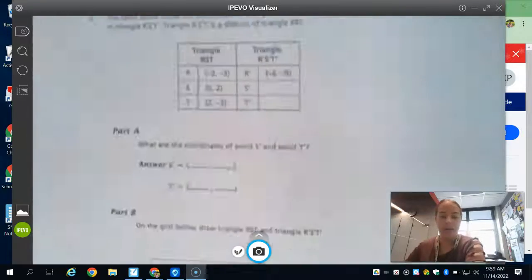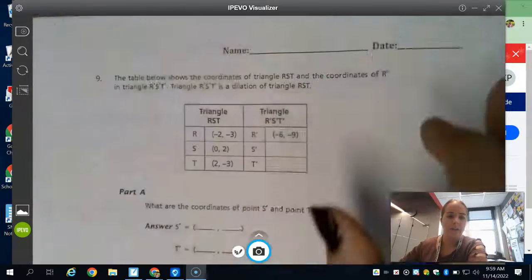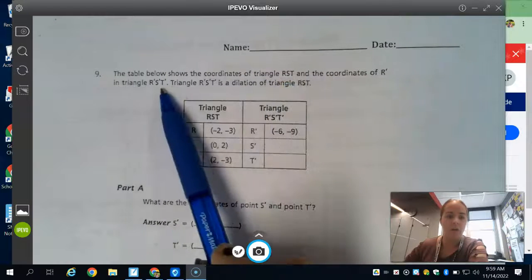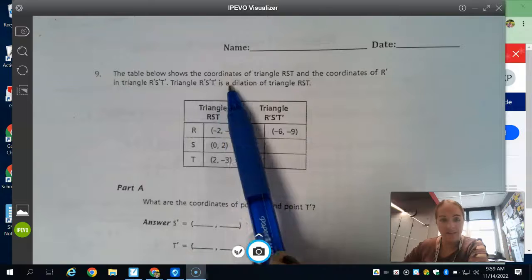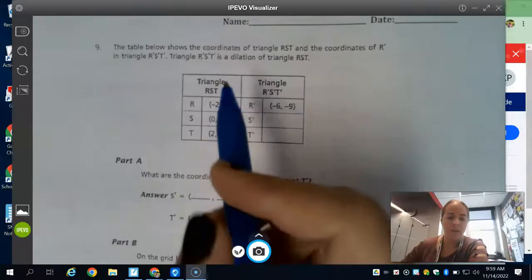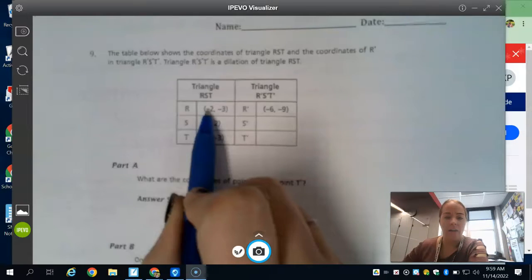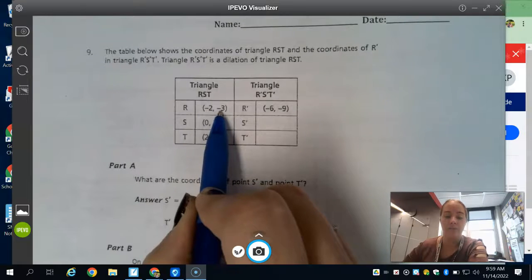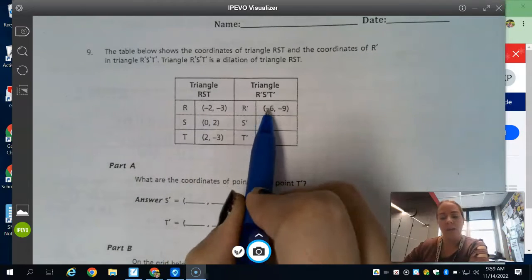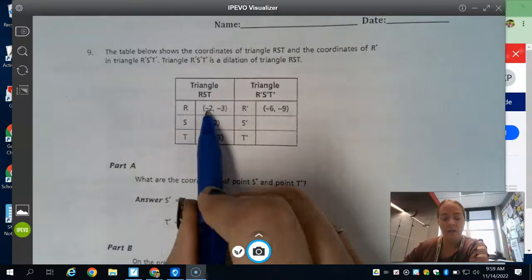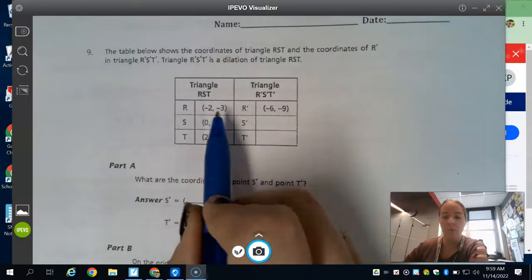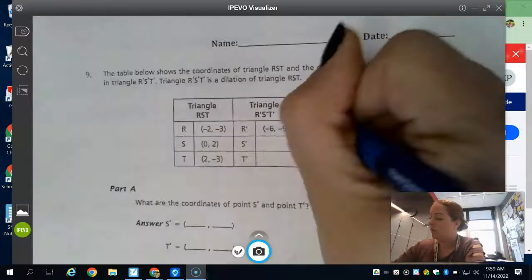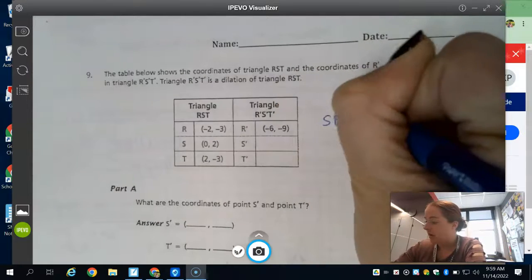And then on the back, number 9 says, the table shows the coordinates of triangle RST and coordinates R in triangle R'S'T'. Triangle R'S'T' is the dilation of this one. So let's figure out what our scale factor is. My first point, I went over -2, up or down -3. The new one, I went -6, -9. To go from -2 to -6, you would multiply by 3. To go from 3 to 9, you multiply by 3. So this one has to have a scale factor of 3.